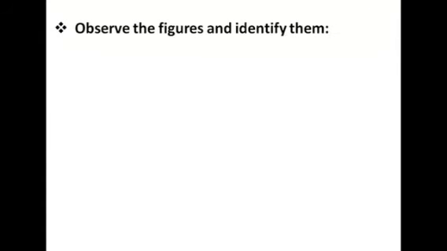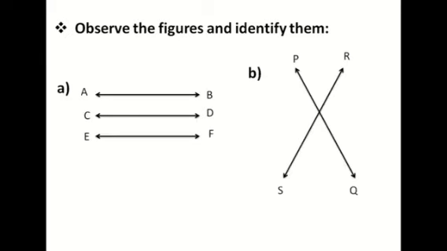Let's work on a few problems on geometry. Observe the figures and identify them. Look at the figures in question number A and B. Identify those figures. In question A, there are 3 lines, AB, CD and EF. What kind of figure is it? I know you can tell they are parallel lines.